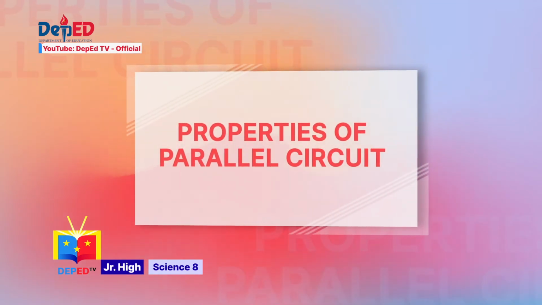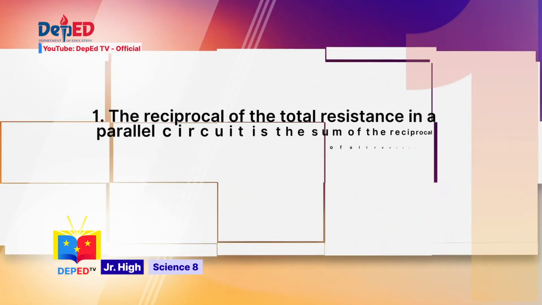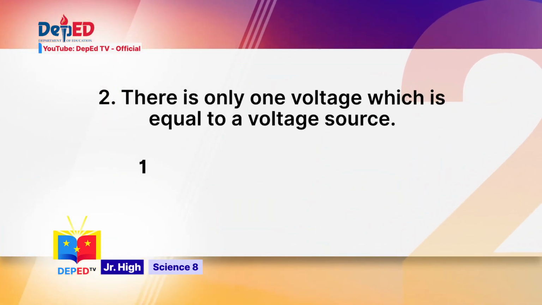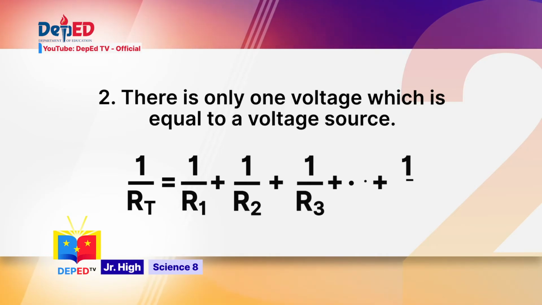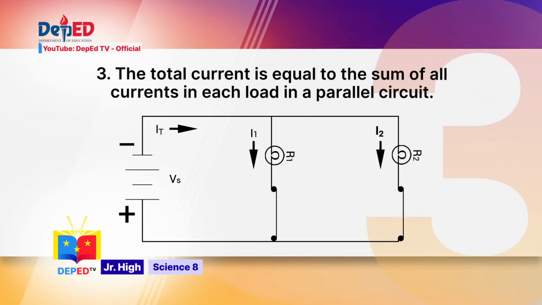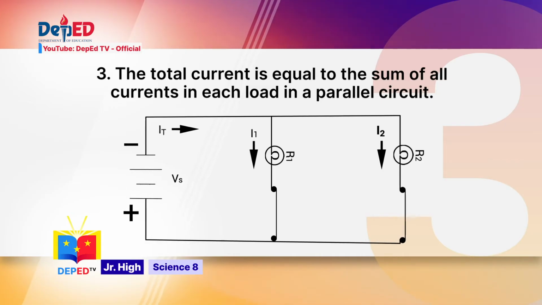Now we shall identify the properties of a parallel circuit. 1. The reciprocal of the total resistance in a parallel circuit is the sum of the reciprocal of all resistances in the circuit. The total resistance is always less than the smallest resistance in the circuit. 2. There is only one voltage which is equal to a voltage source. And 3. The total current is equal to the sum of all currents in each load in a parallel circuit.